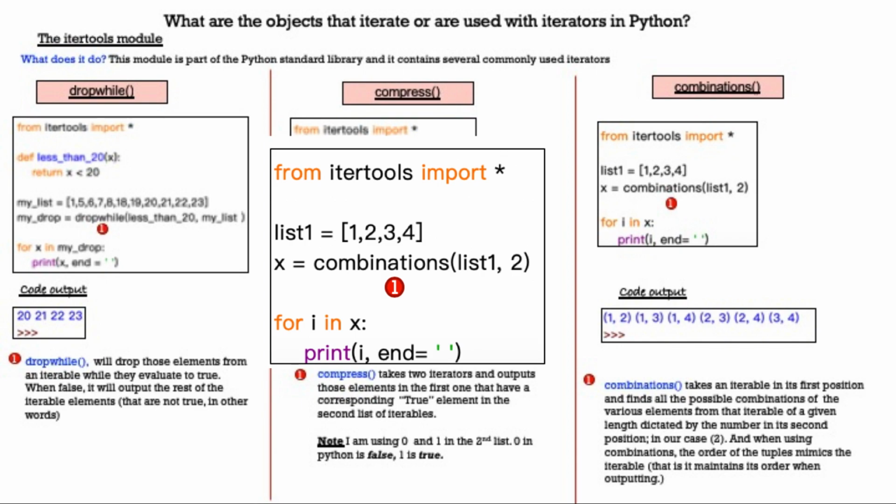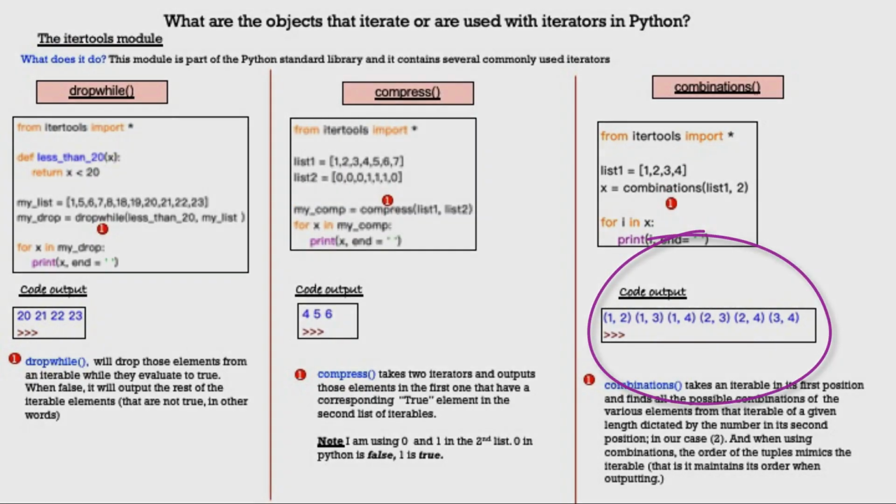So to the code, list 1 equals a list of 4 numbers, 1 through 4. X equals combinations. First position, we take the iterable. The second position, number 2. So what length do we want to have it create the combinations? For i in x, print i. So you see it does just that. In groupings of 2, it prints all the possible combinations.